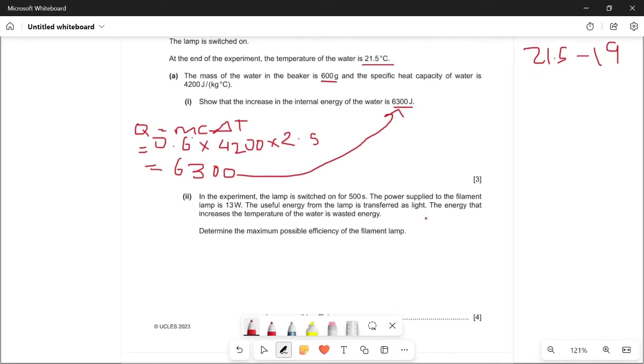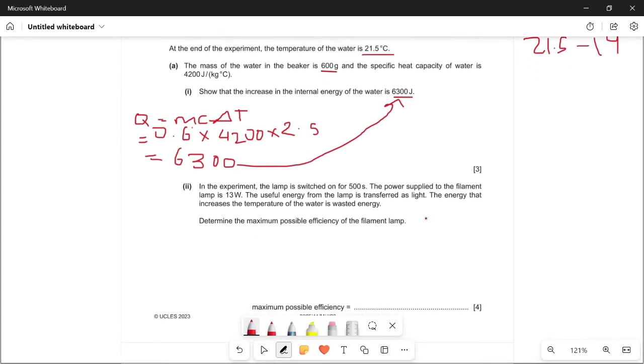Next question. In the experiment, the lamp switched on for 500 seconds. The power supplied to the filament lamp is 13 watts. The useful energy from the lamp is transferred as light. The energy that increased the temperature of the water is wasted energy. Determine the maximum possible efficiency of the lamp.